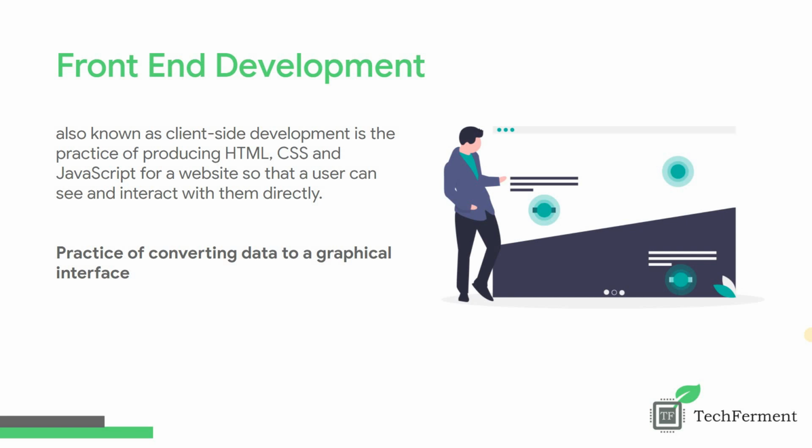This is also called client-side development, where the developer needs to work on the website part, basically the UI and UX part. The developer needs to work on HTML, CSS, and JavaScript, and has to design the web pages, create the web pages' functionality, and decide the layout and architecture of the website. In a simple way, the front-end developer converts your data, like data coming from JSON, into graphical user interfaces.